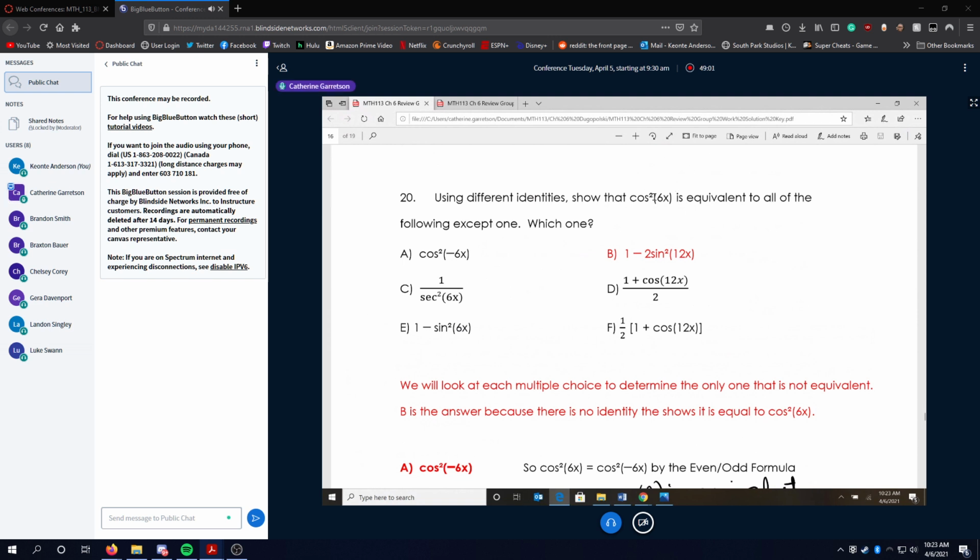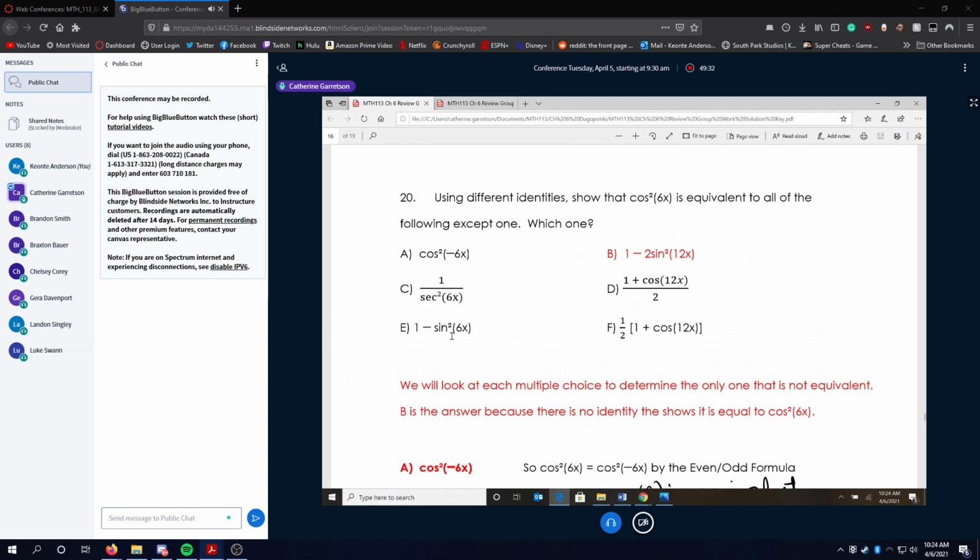The reciprocal identity says that cosine is equal to what? 1 over secant. Well, if this is squared, the secant has to be squared, and the angles have to be the same with your reciprocal identities. Now, the Pythagorean identity says that cosine squared is equal to 1 minus sine squared as long as the angle is the same, and it is.